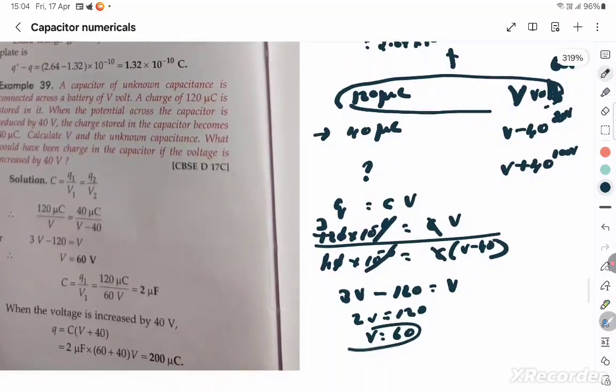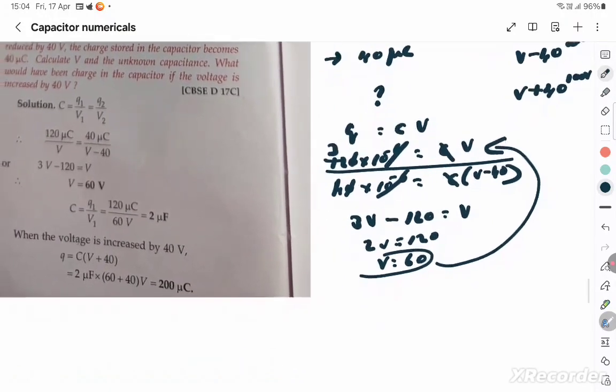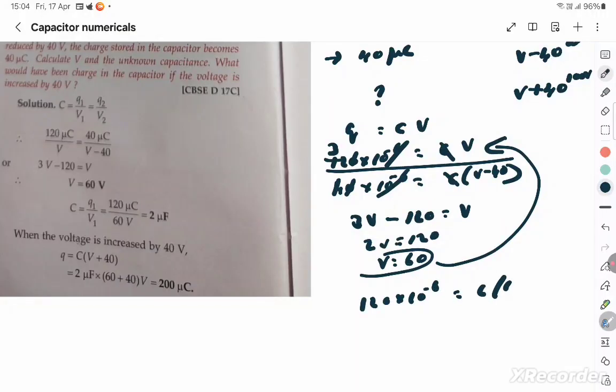And taking this value and substituting in the first equation, you can find the unknown capacitance. So it's 120 into 10 to the power minus 6 is equal to C into 60, and as this is 6 2s are 12, it's 2 microfarad is the unknown capacitance.